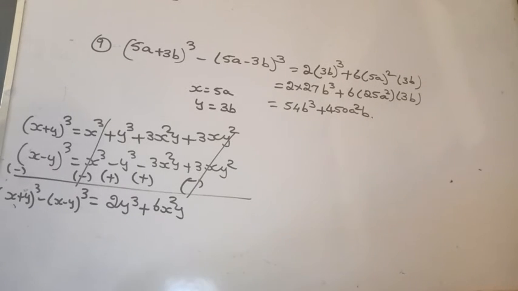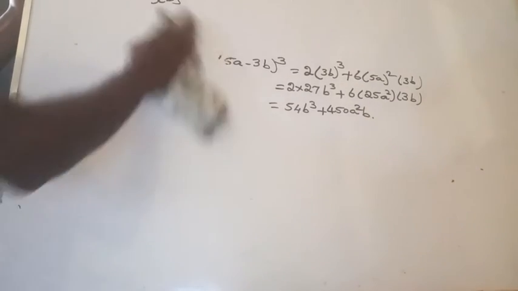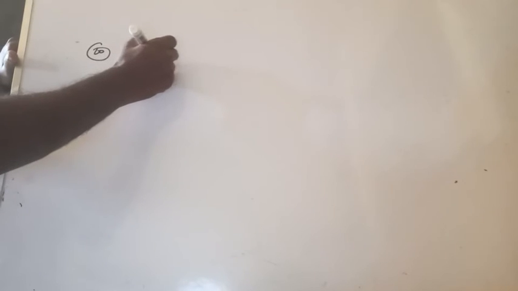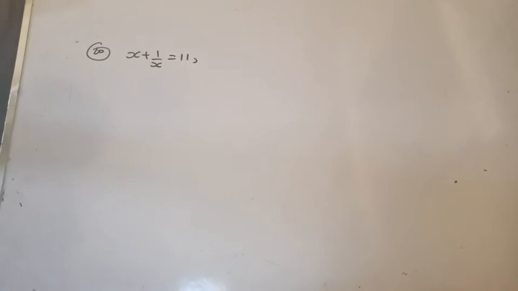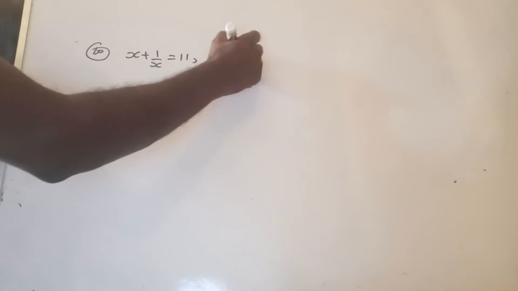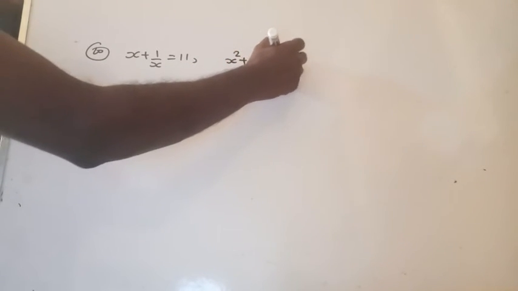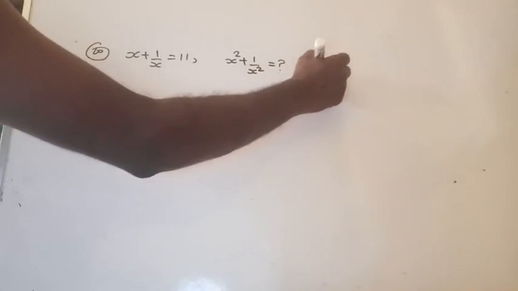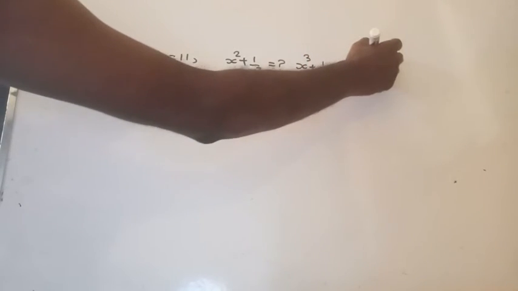Question number 10. Given that x plus 1 by x is equal to 11, find x square plus 1 by x square and x power 4 plus 1 by x power 4, and one more thing is given. Okay, fine. x square plus 1 by x square you have to find, and then x cube plus 1 by x cube you have to find, and then x power 4 plus 1 by x power 4 you have to find.